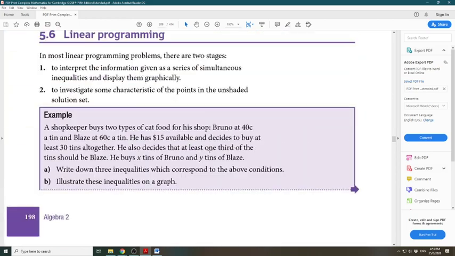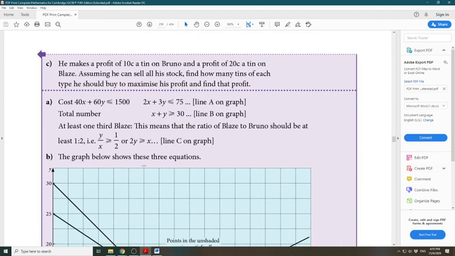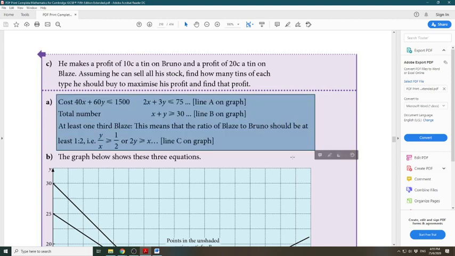And then what's the next thing that they tell you? He decides at least one third of the tins should be Blaze. That means one third of it, so y over x, the ratio should be 1 to 2, right? So y over x is more than or equal to 1 over 2. This way I can have my three inequalities.